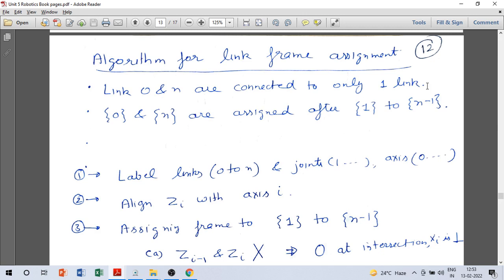All the intermediate links are connected to two links, so you have two axes corresponding to them. For link i, you will have an axis i minus 1 and axis i. But for the last link or the first link, that is not the situation, so those are handled separately. Link 0 and n are assigned frames after the intermediate links, which are links from 1 to n minus 1. So first we assign frames for link 1 to n minus 1, and after that we do it for link 0, that is the base frame, and link n, that is the end effector.